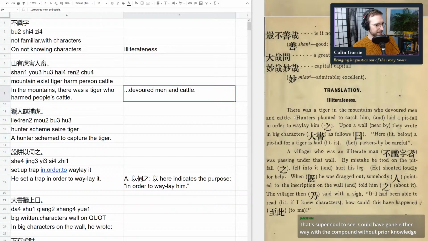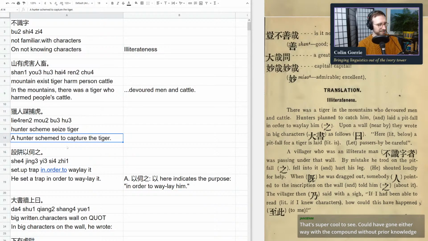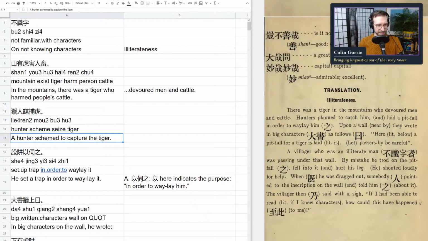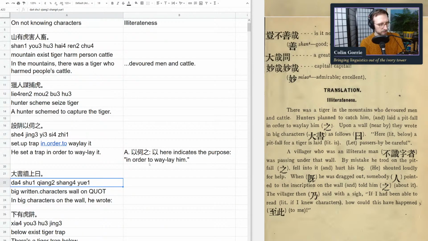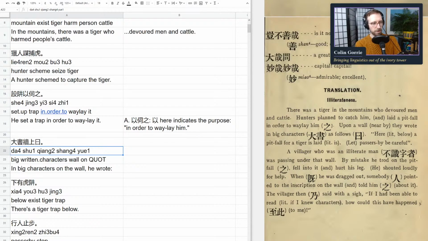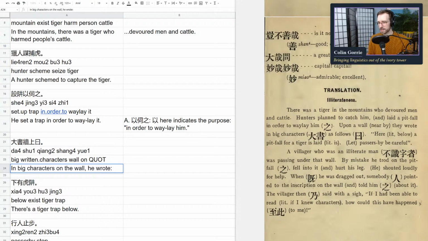Moving on. Hunters planned to catch him and laid a pitfall in order to waylay him. Okay, I just gave it a singular hunter, but I think that the text is agnostic as to number. This was a slightly difficult sentence. So, upon a wall, they wrote in big characters as follows. Okay, so the meaning is the same, but I think the interpretation, maybe this da is being used as an adverb. So yeah, this is that bigly interpretation. In a large fashion, they wrote as follows.